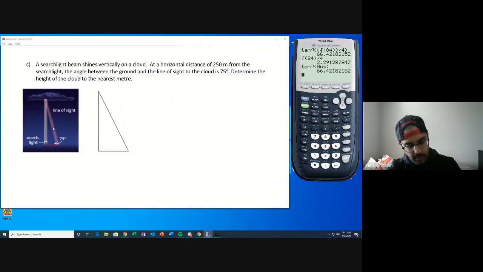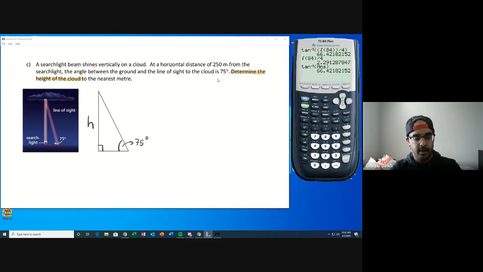I'm really asked to find the height of the cloud. That's what I'm really looking for. So the height of the cloud is basically from where the light shines to the top. The straightest distance between those 2 points, that's going to be our height. So let's call that h for height. I'm told I have an angle of 75 degrees. My right angle is exactly where you assume it would be. That light is shining perpendicularly, straight up from the ground. I have a horizontal distance of 250 meters from the searchlight.